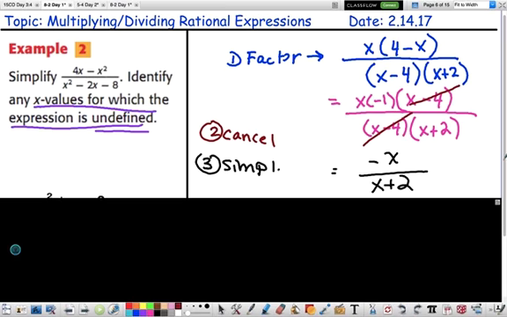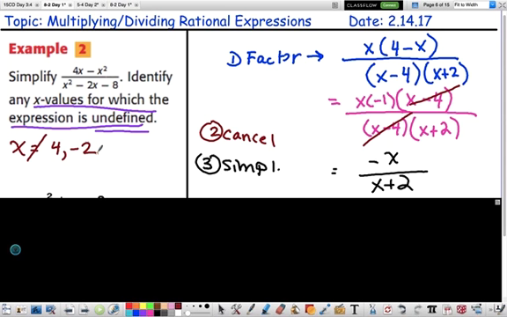Okay, identify which x values are undefined. That was the second piece. Look back here and tell me what two x values I cannot substitute into that expression. It's really easy if you look back here. I can't substitute 4 in. 4 minus 4 is 0. I can't substitute in negative 2. Negative 2 plus 2 is 0. So 4 and negative 2. x cannot equal 4, and it cannot equal negative 2. Do you see why?